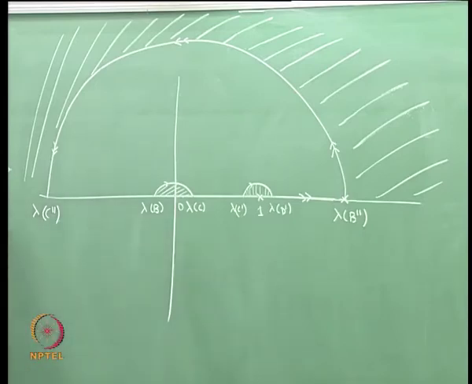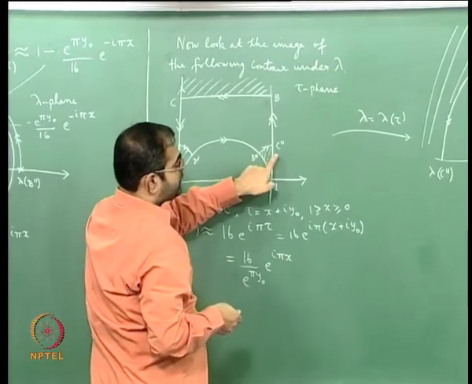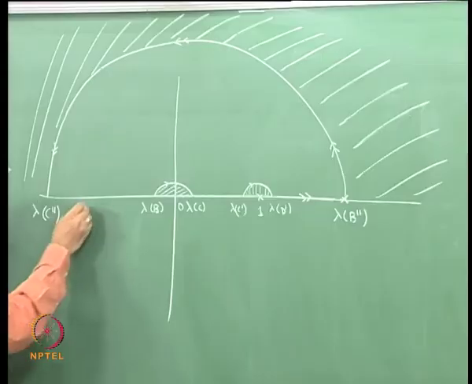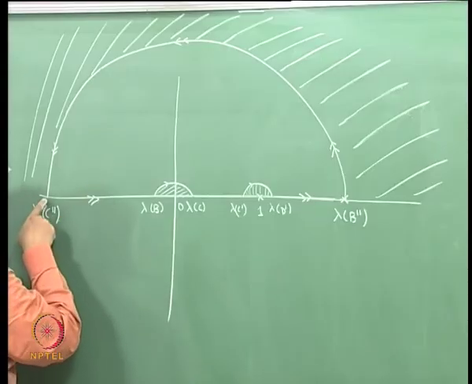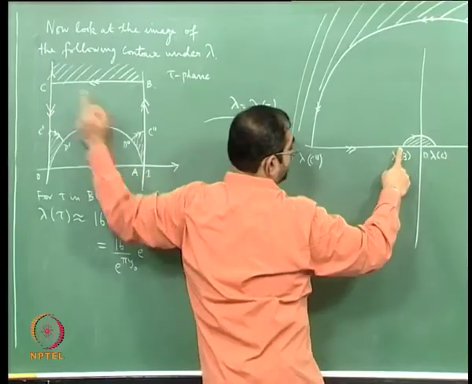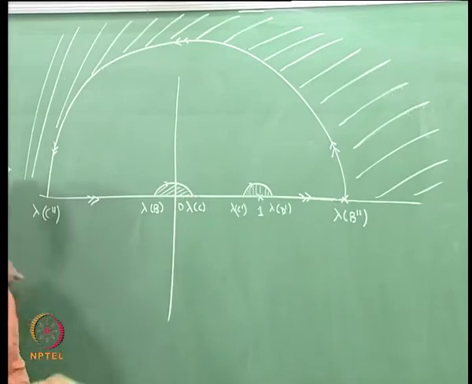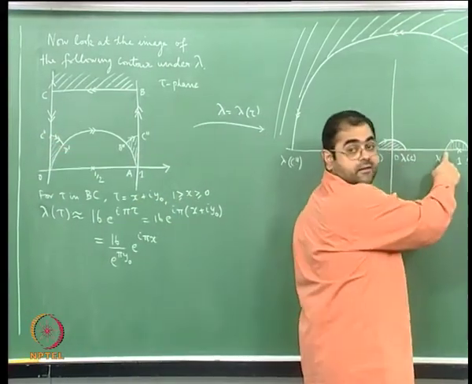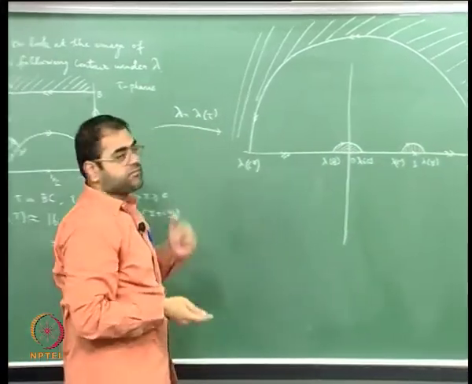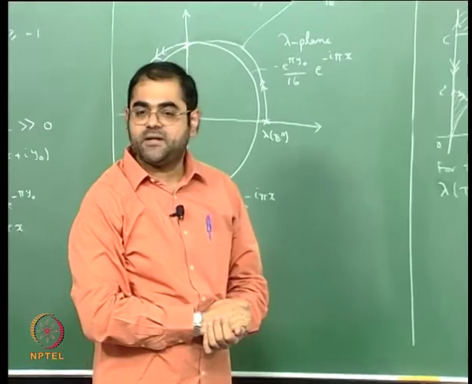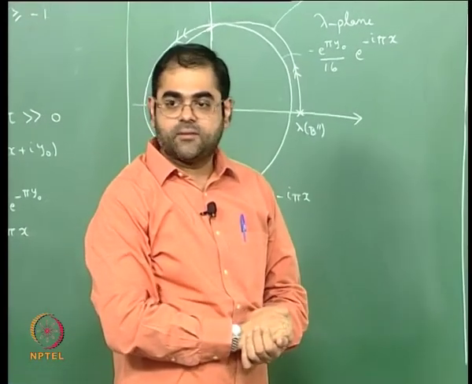And therefore as I go from C double prime to B, by continuity I go from here to here. Then from B to C I get this small semicircle, then from C to C prime I get this piece on the real line. So actually this gives you the complete image of lambda.